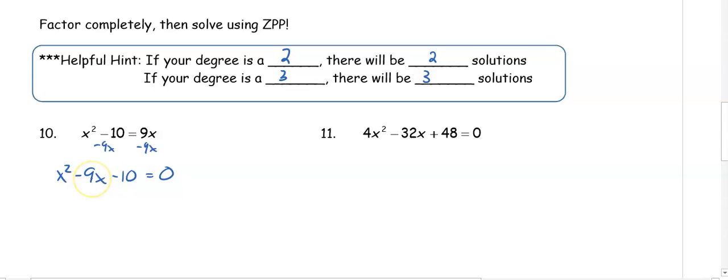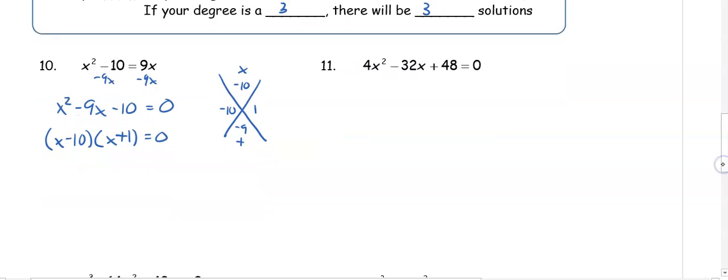Remember, the x term always needs to be in the middle. So we need two numbers that multiply to negative 10 and add to negative 9. So a lot of us are probably thinking 2 and 5, but there's no way to get that to add to negative 9. So two other numbers that multiply to 10 are negative 10 and 1. So we'd have x minus 10 times x plus 1 equals 0.